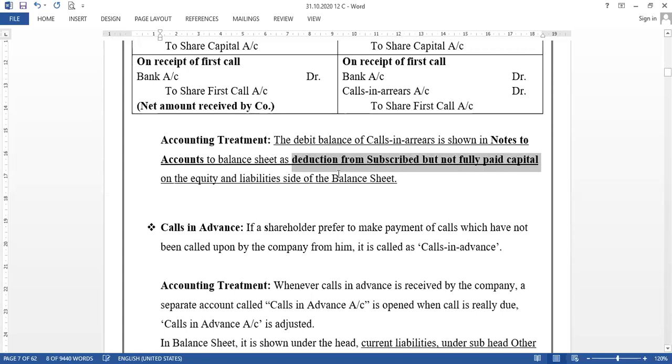In notes to accounts, where there is subscribed but not fully paid up capital, we have to go there and deduct calls in arrears. Nowhere is it shown in the balance sheet, but in notes to accounts, in working notes, by way of deduction we are going to show this. Remember, this will be very important towards the end of the chapter when we finally do 5 to 7 sums, it will definitely come up.